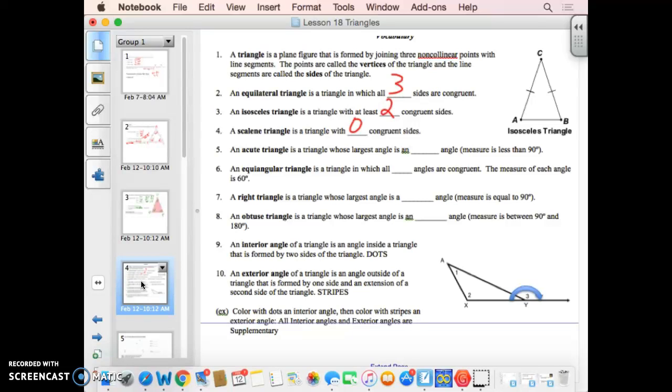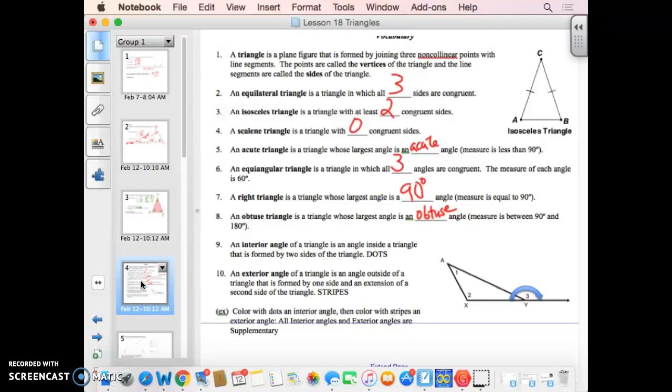Now, an acute triangle is a triangle whose largest angle is an acute angle. An equiangular triangle is one in which all three angles are congruent and they all measure 60 degrees. A right triangle is a triangle whose largest angle is 90 degrees. And an obtuse triangle has an obtuse angle, which is greater than 90 but less than 180.